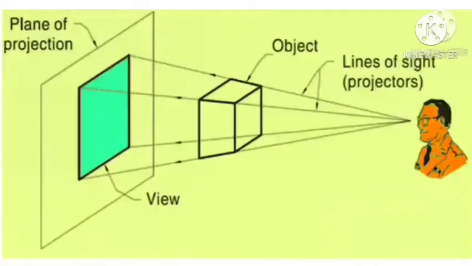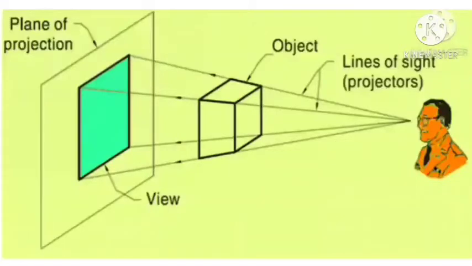So here what happens, the line of sight, that means the line of sight are called projectors. These projectors are not parallel to each other, so they are at an angle to each other because it is originating at a point and it is diverging towards the object, and the diverged lines reach the plane of projection and you are getting a view.